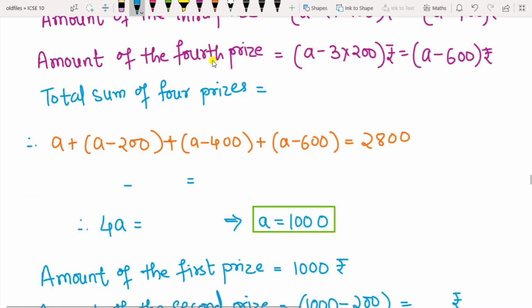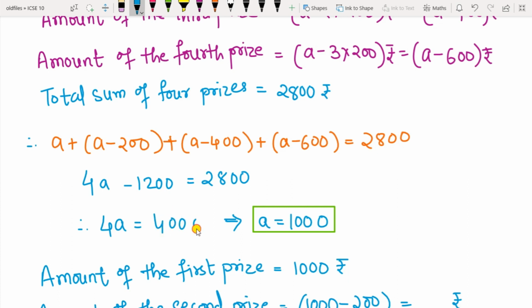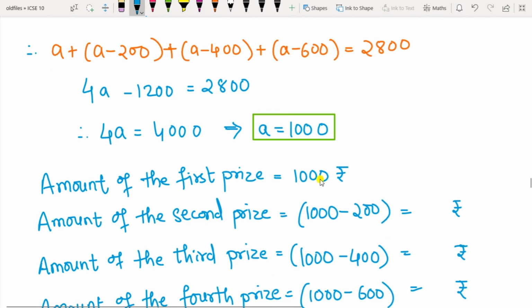Okay, the total sum of the AP is given as 2800 rupees. So add all this and you get 2800 here. So this will be 4A minus 1200 equal to 2800. Now if you add this one, you will get 4000 here. So A will be equal to 1000 rupees. So first term of the AP is 1000 rupees.